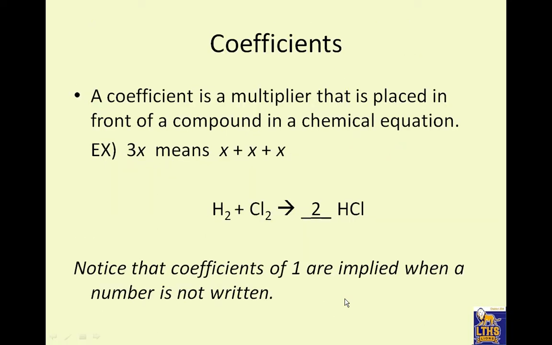on both sides. So, what about a coefficient? Coefficient, you heard this word before in math. It's a multiplier, all right? It's a number placed in front of a compound or an element in a chemical equation. So if there's a 3 in front, then it means 3 of those things behind it, okay?